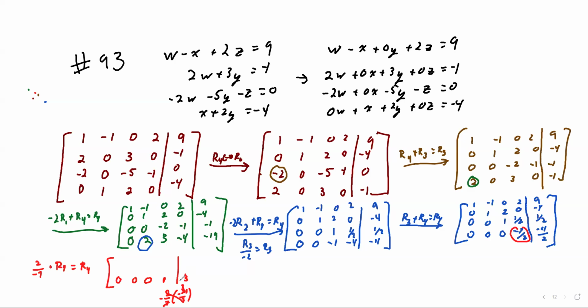All right, now that I have it in this form, my goal is to make that a 0, but I need this form to do it. So let's just rewrite it.